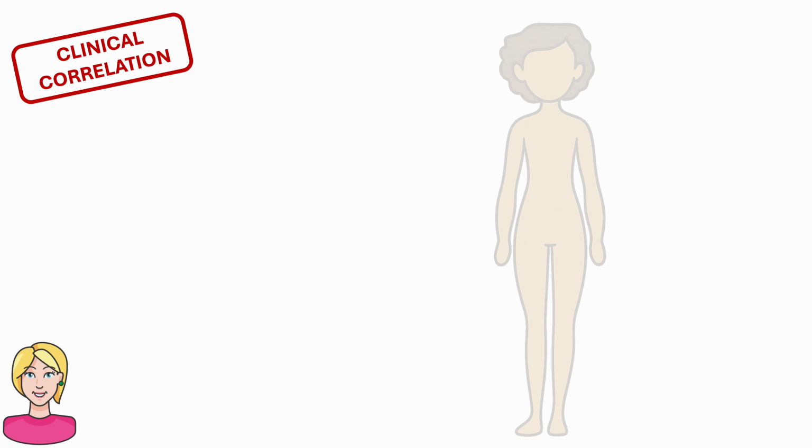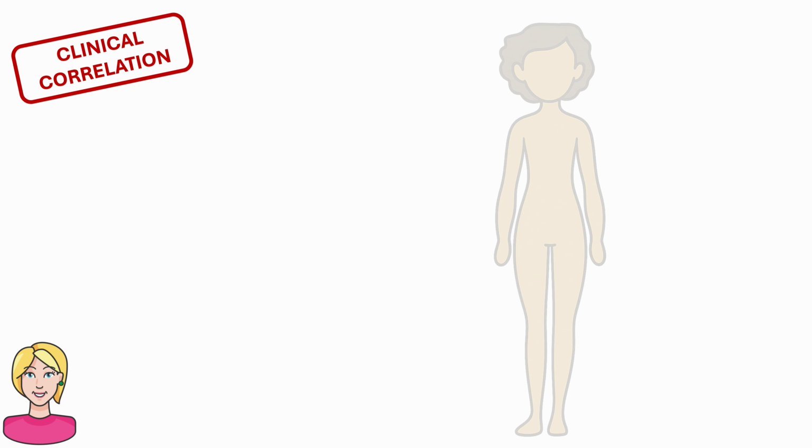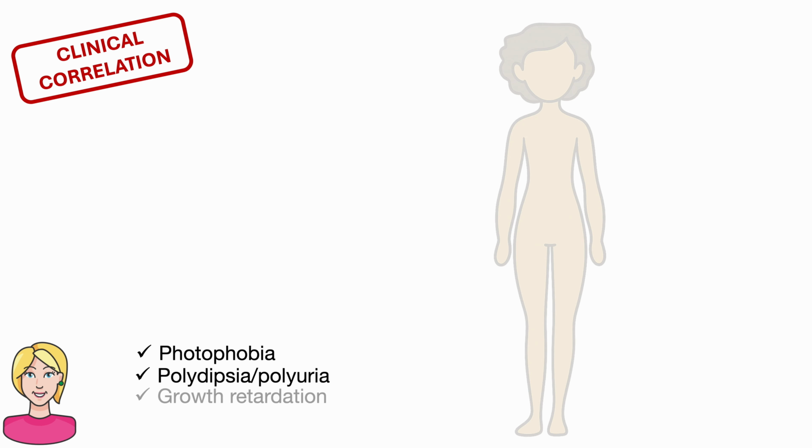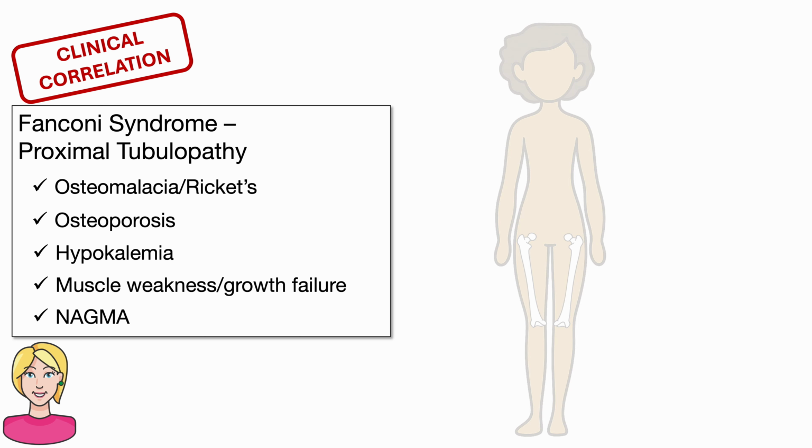Now, tying in a few clinical correlations, let's say you have a young patient who presents with photophobia, polydipsia, polyuria, growth retardation, and bowed legs consistent with rickets with a family history of cystinosis. Cystinosis is a genetic disorder resulting in the abnormal transport of cysteine out of lysosomes, resulting in multi-system cysteine crystal deposition and dysfunction. Much of this presentation is related to the associated Fanconi syndrome, which is commonly caused by cystinosis.